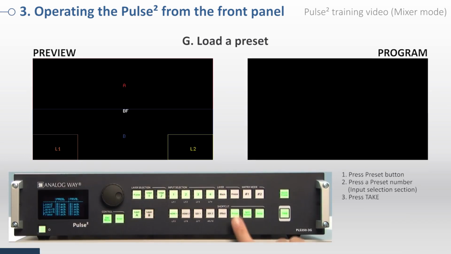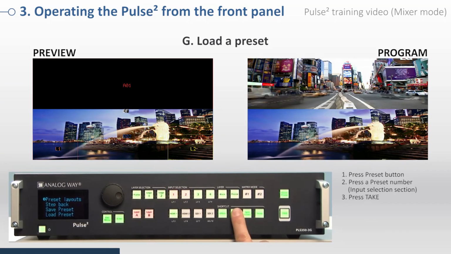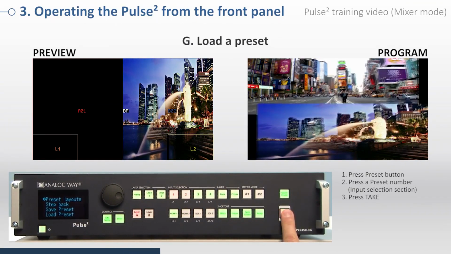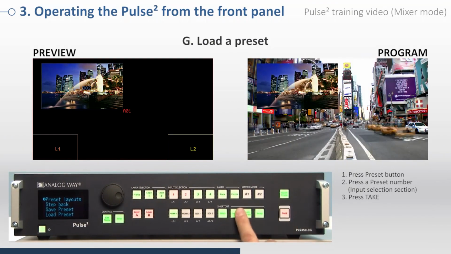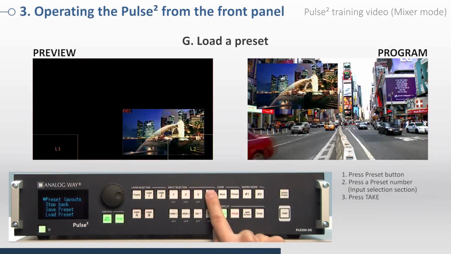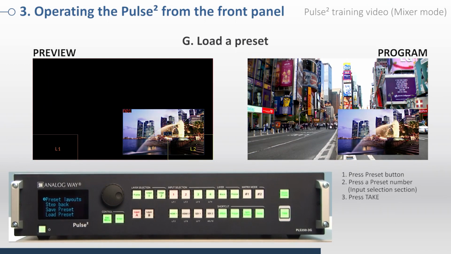Load a preset. The 8 user presets of the Pulse² can be recalled at any stage during your show or event. Press one of the 8 first preset buttons to choose which memory, number 1 to 8, you wish to use. The preset will be displayed on your preview screen. Once you have selected your preset, simply press the Take button to view the result on your main screen.